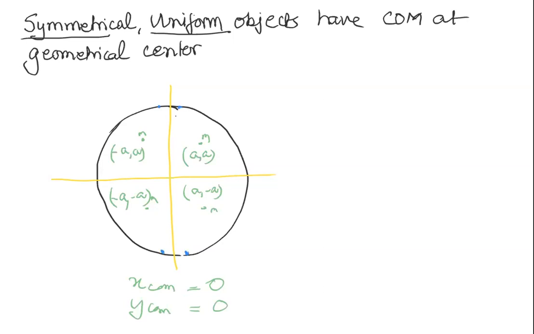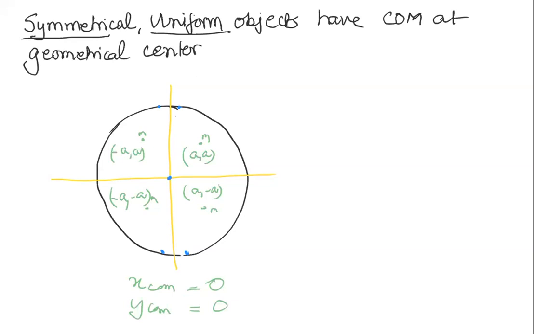And when you calculate the center of mass, when you put it in the formula, you always get a 0, since for every particle in the first quadrant, there is a corresponding particle in the second, third, and fourth quadrant. Therefore, the center of mass of this disk must be here.